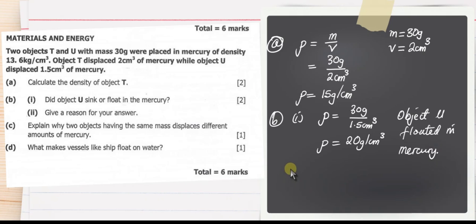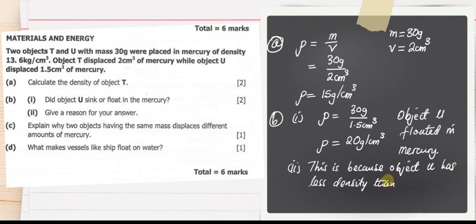Then the question part 2 is saying give a reason for your answer. We are going to say this is because object U has less density than mercury. So that is our answer there.